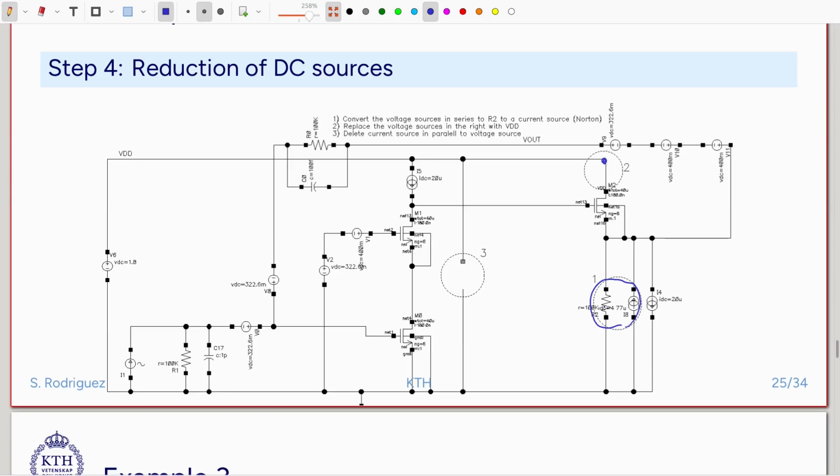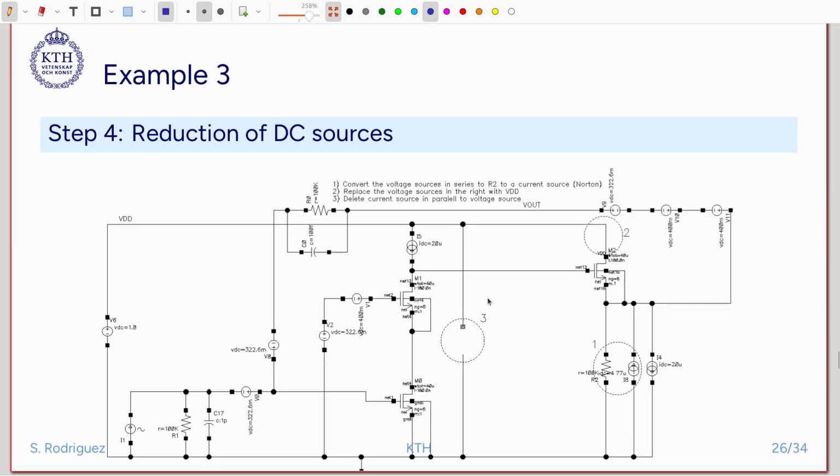The last thing I have done here is delete the current source in parallel to the voltage source. Again, previously we had a current source here that is in parallel to VDD. It is not part of my circuit anymore, so I can just delete this one, and okay, I am done with that step, and slowly we are eliminating a lot of these voltage and current sources.